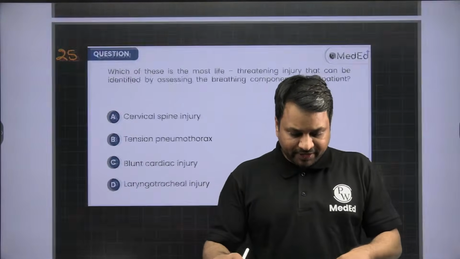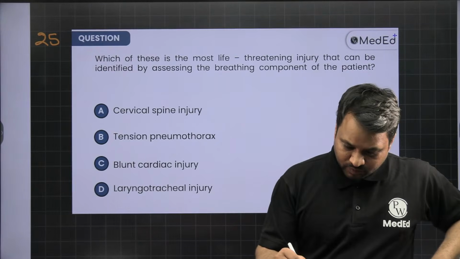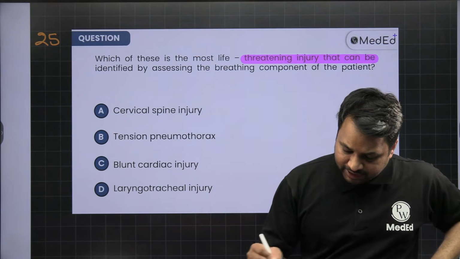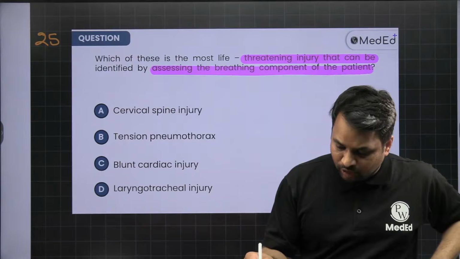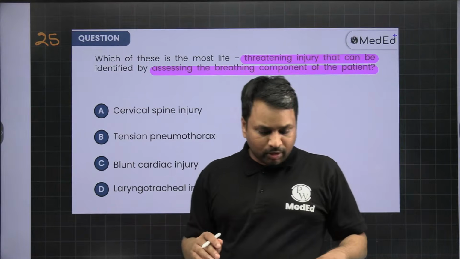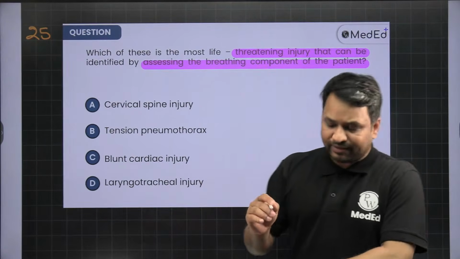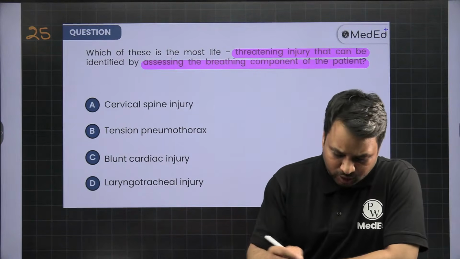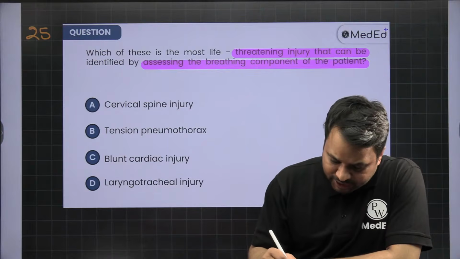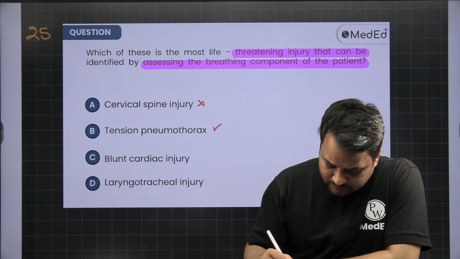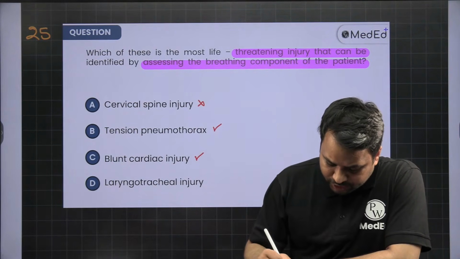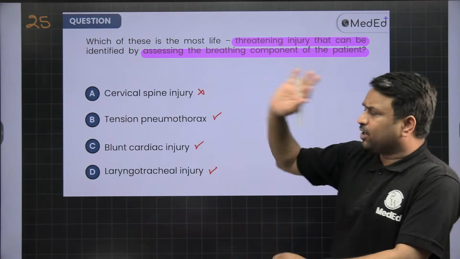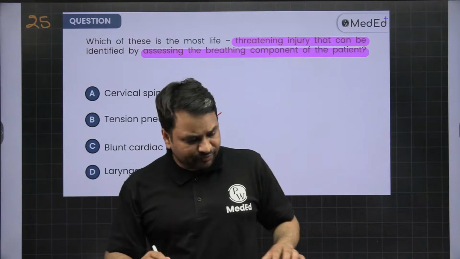So, question number 25. Which of these following is the most likely life-threatening injury that can be identified on breathing component alone? First let's take the 4 options and see which of the following is life-threatening or not. Cervical spine injury is not life-threatening. Tension pneumothorax, blunt cardiac injury, and tracheal injuries are life-threatening. Now, option A cannot be the answer. You have to choose between the other 3.